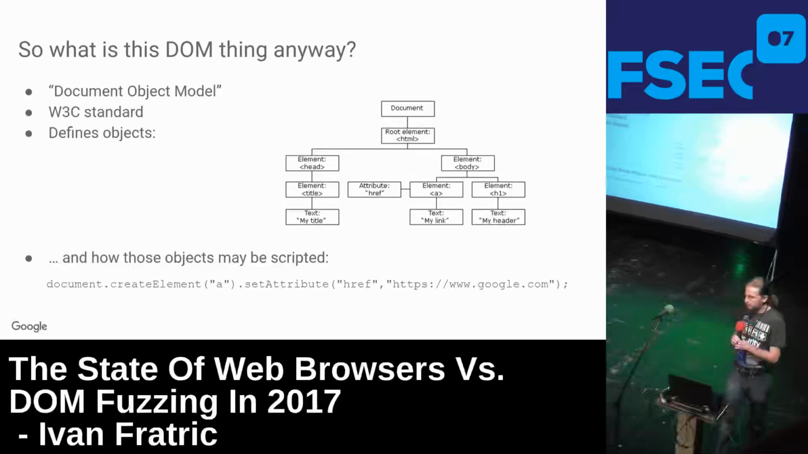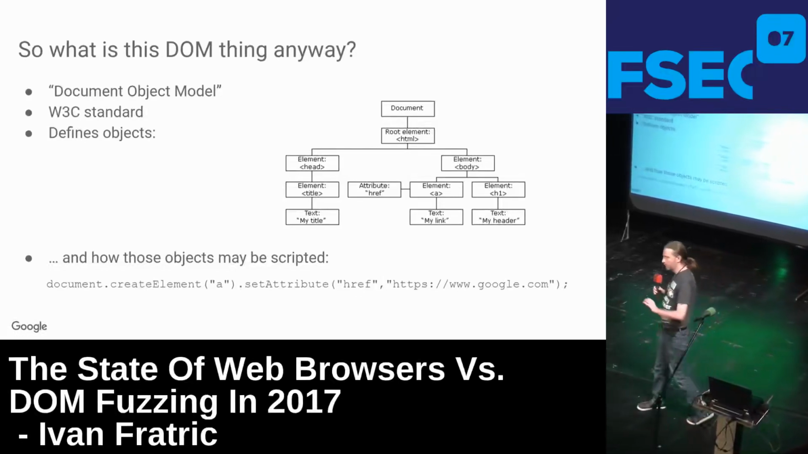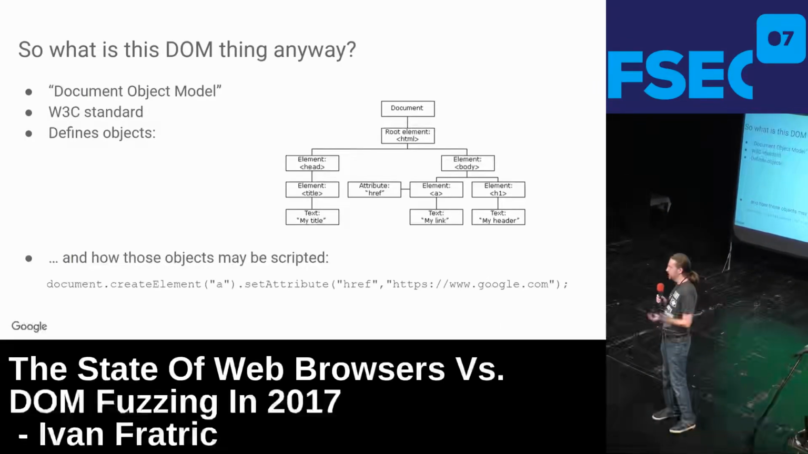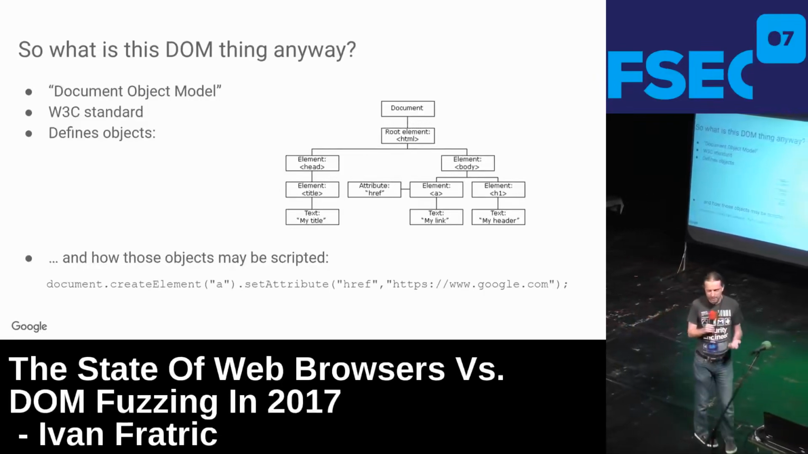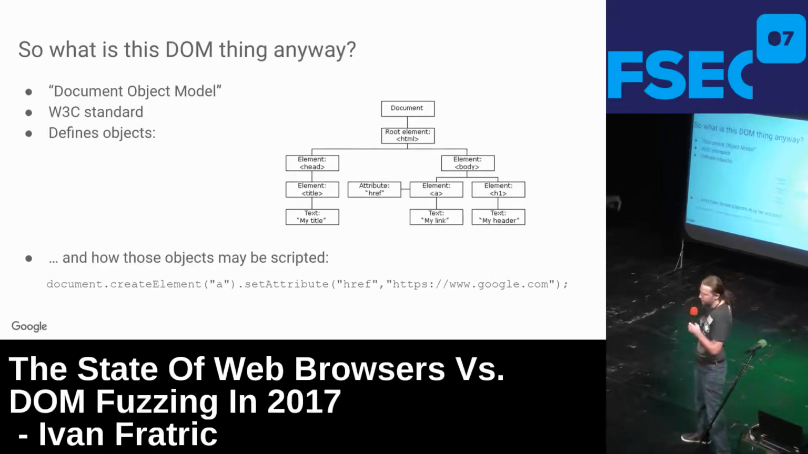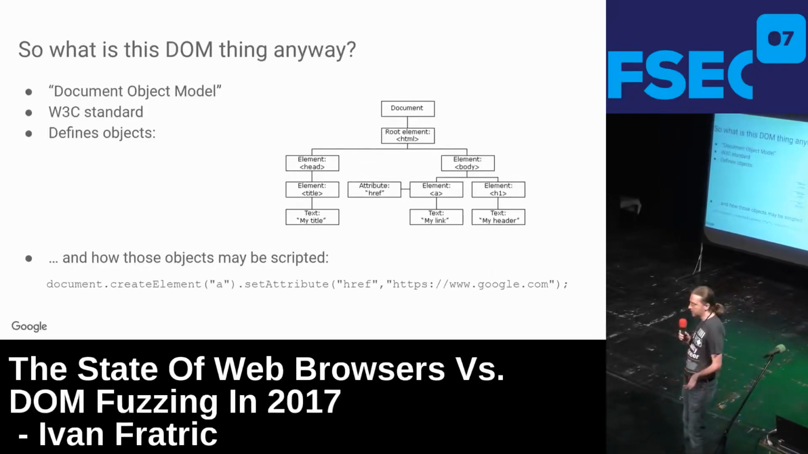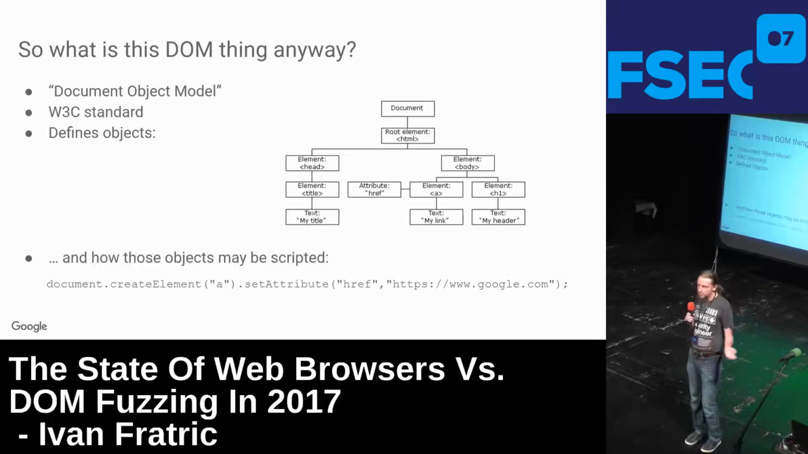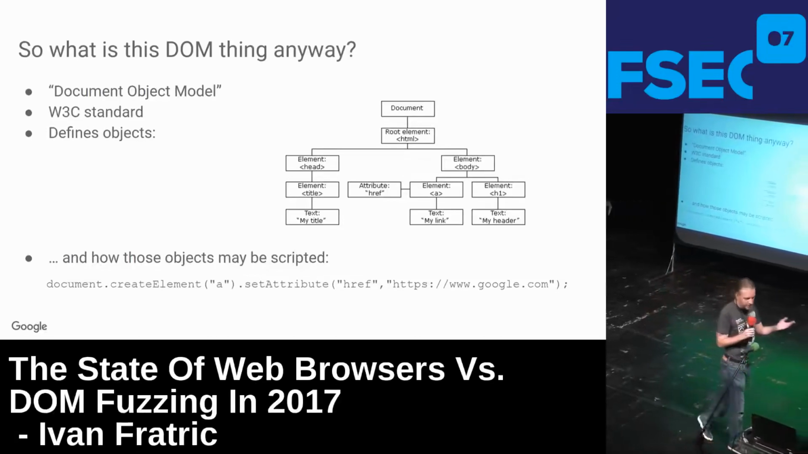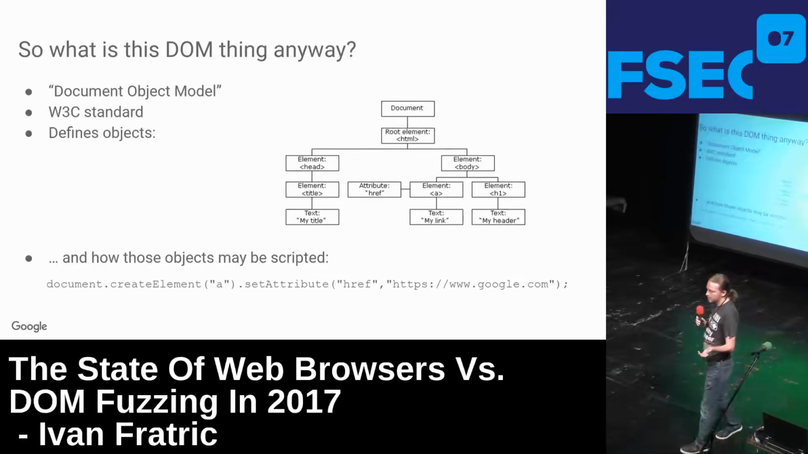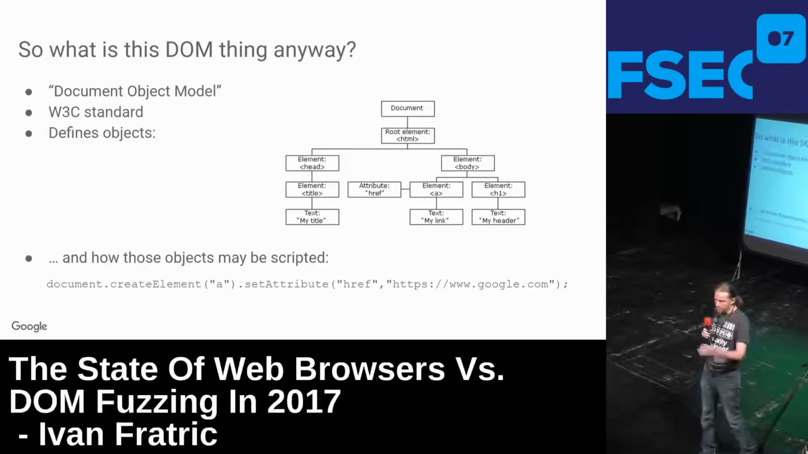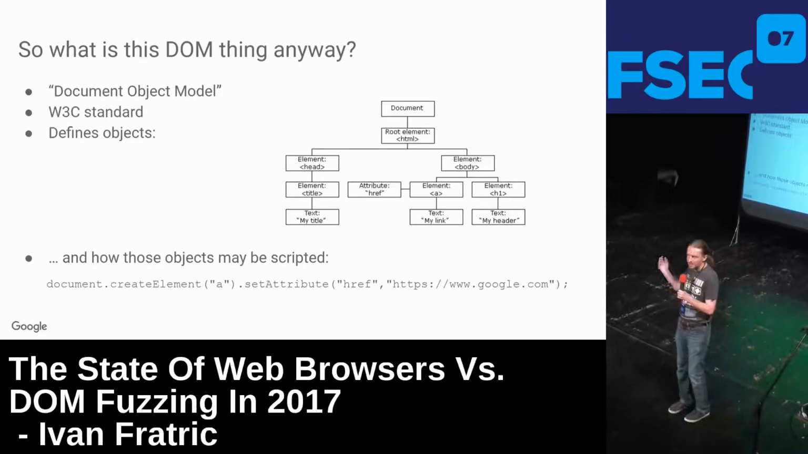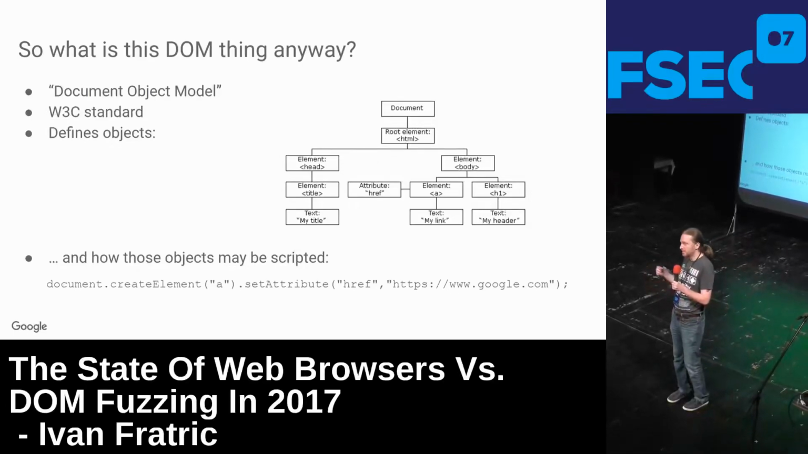So right now, let's look at the specific part of web browsers, which is the DOM. So what is DOM? Well, DOM is a W3C standard, which defines a set of objects that the browsers need to implement. If you take a look at the slide here, you're going to see some of the objects in the image. If you know anything about HTML, then these objects shouldn't be anything new to you. These are like your standard HTML elements, but the DOM doesn't really define only those types of objects. There are various other types of DOM objects, such as attribute nodes, style sheets, event objects, etc.